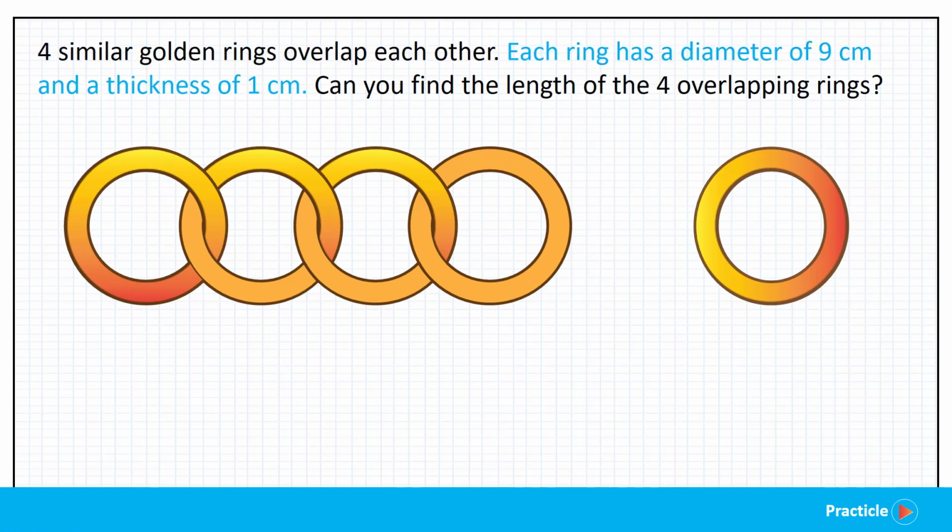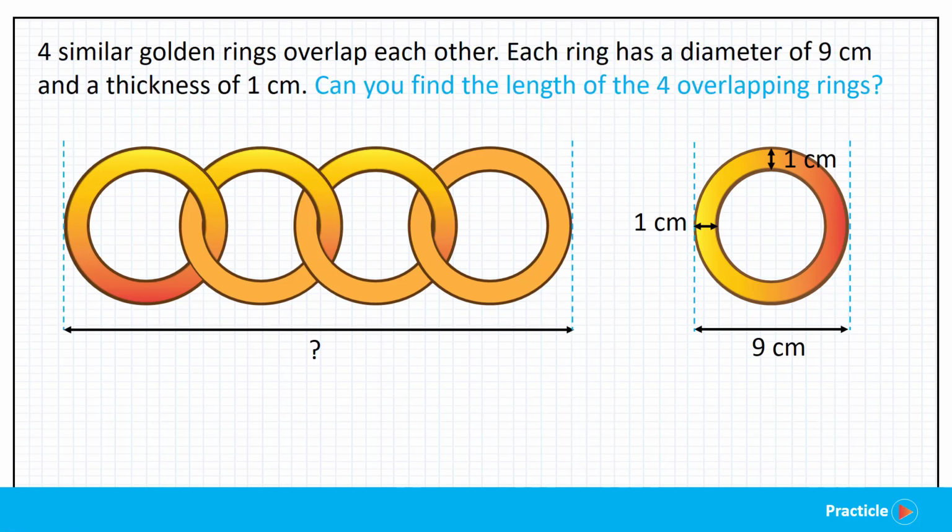We are given that each ring has a diameter of 9 cm and a thickness of 1 cm. And what this means is that if we were to measure the length of this ring from one end to the other end, its length is going to be 9 cm long, and the gold part of the ring is going to be 1 cm all around. Following so far? Now let's see what we need to solve. Can you find the length of the 4 overlapping rings? Take a minute or two to think about this question before you continue watching, okay?